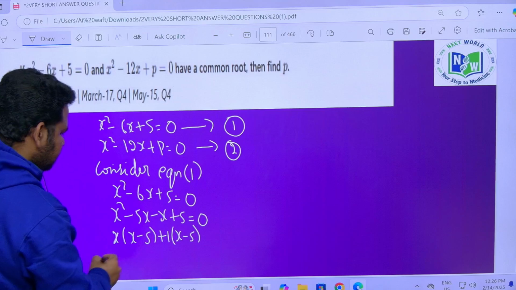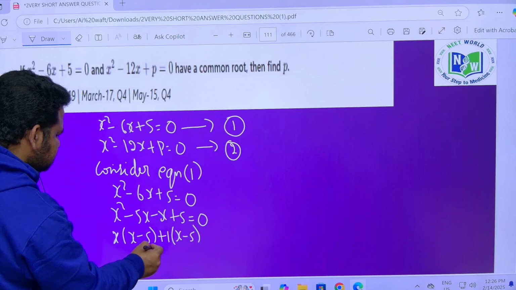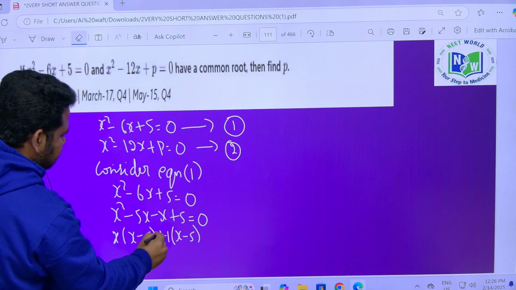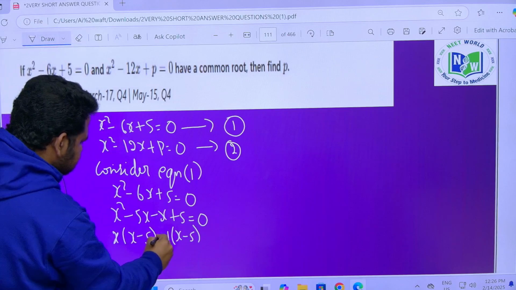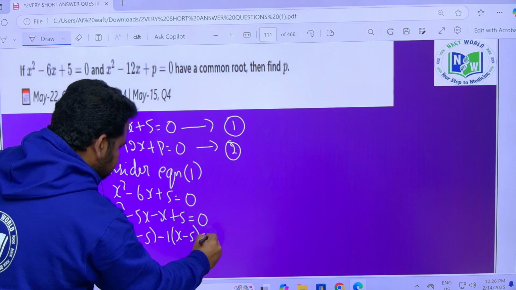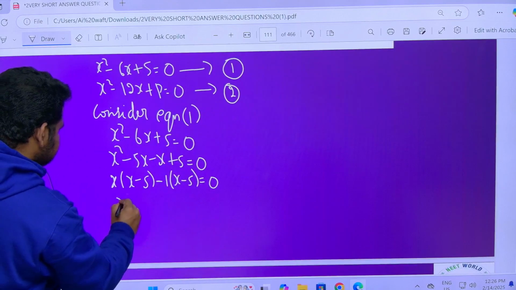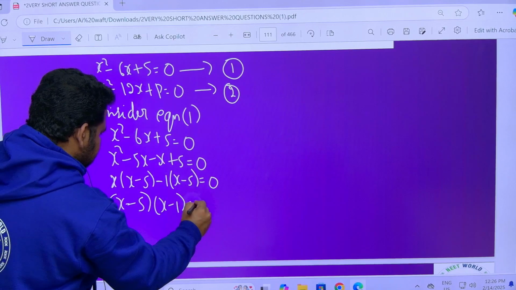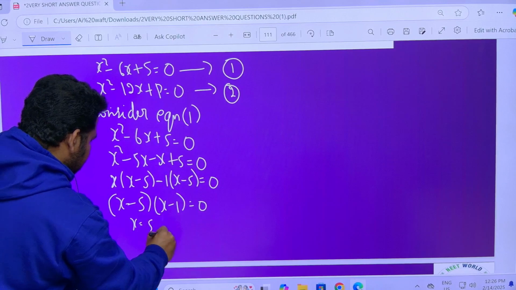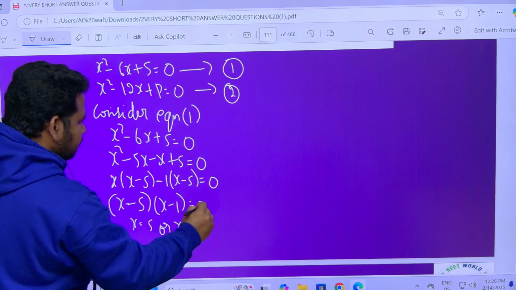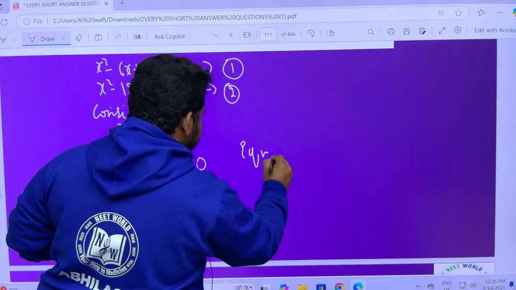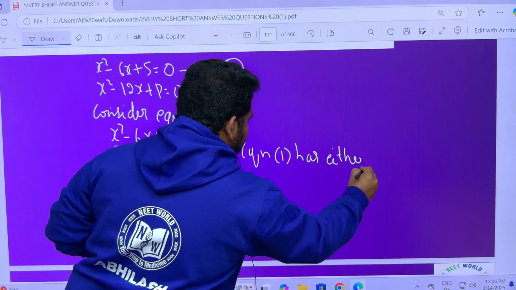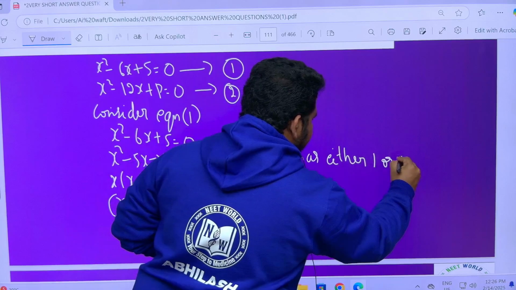instead of plus 1 I can write it as minus 1. It should be minus 1 into x minus 5 is equal to 0. So we get x minus 5 and x minus 1 is equal to 0. So x will be equal to 5 or x will be equal to 1. Therefore equation 1 has either 1 or 5 as its root.